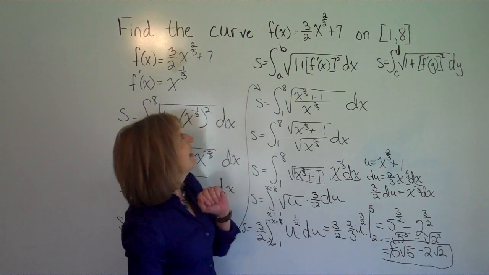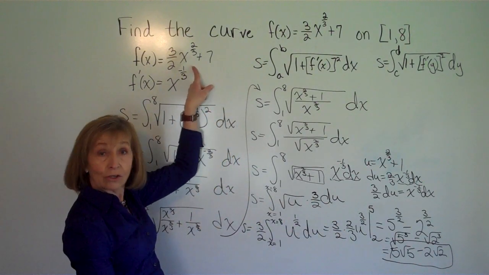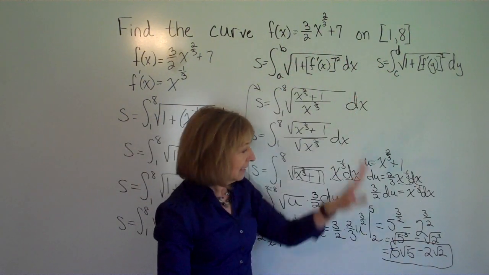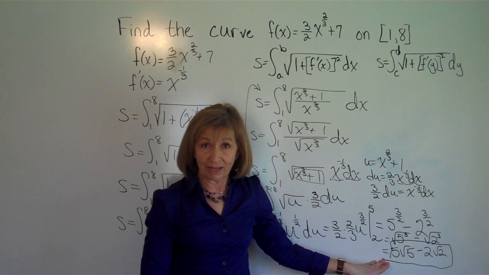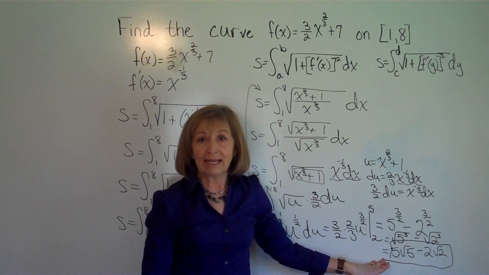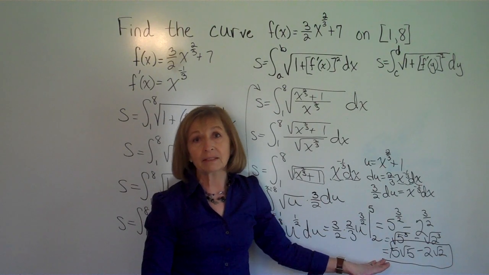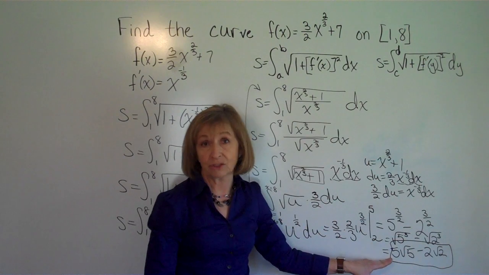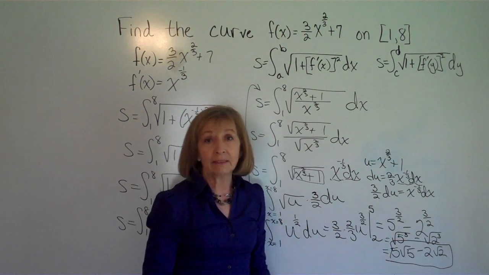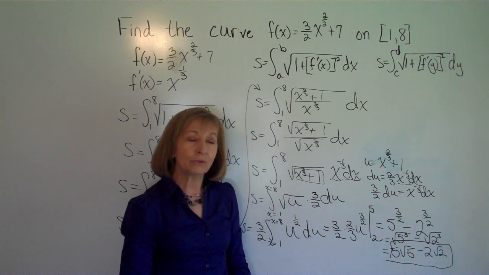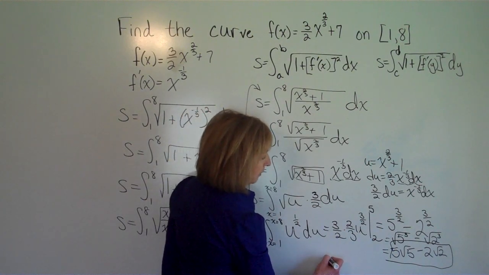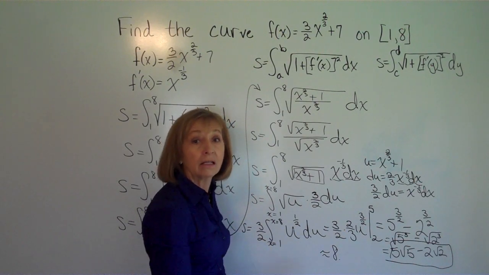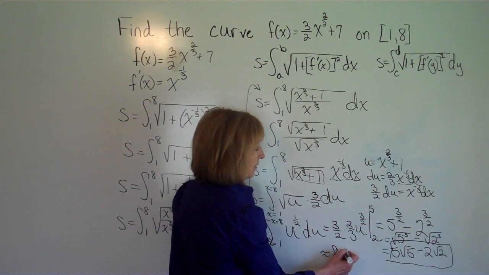So 5 times the square root of 5 minus 2 times the square root of 2 is the length of this curve on the interval from 1 to 8. That's the exact simplified length of the curve, and that's about 8.352 units long if you go to an approximation. But generally, we like to have the exact value of it. And if you want to report the approximation as well, but not as a replacement, it's about 8.3.